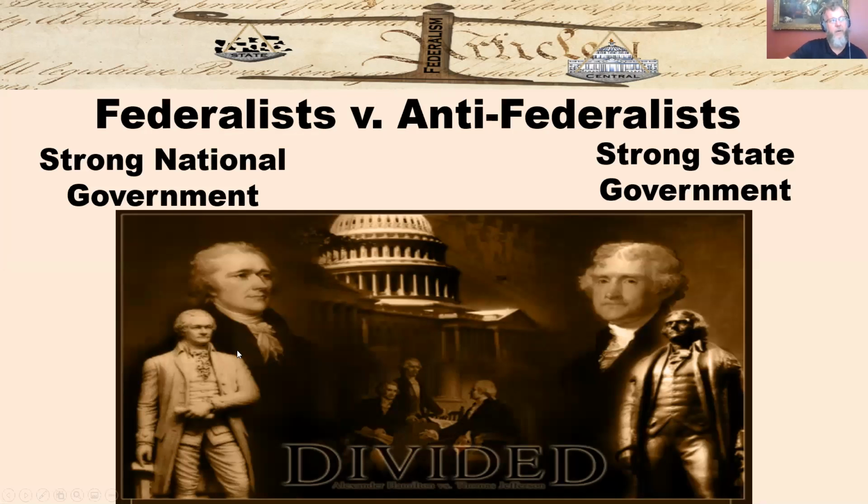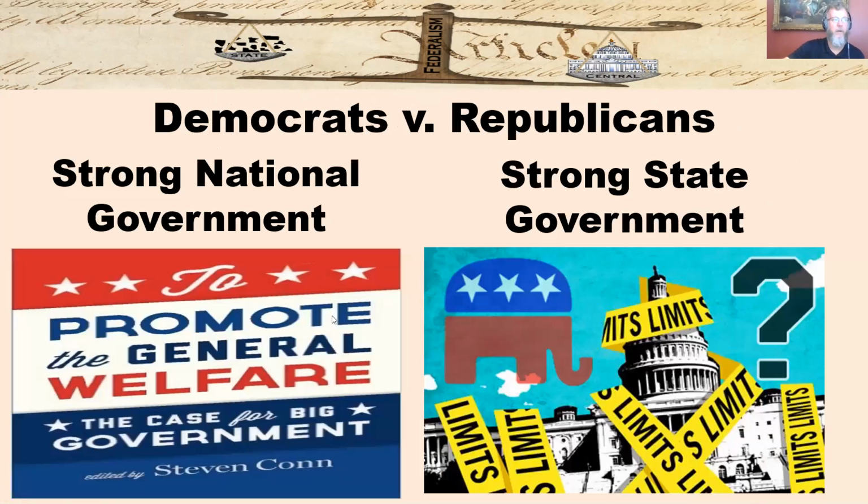It's interesting how the strong national government was the Federalists, which eventually became Republicans, and strong state government was the Anti-Federalists, which eventually became the Democratic-Republicans, which eventually became the Democrats. Now it's the other way around. Democrats promote a strong national government, whereas Republicans now promote a strong state government.